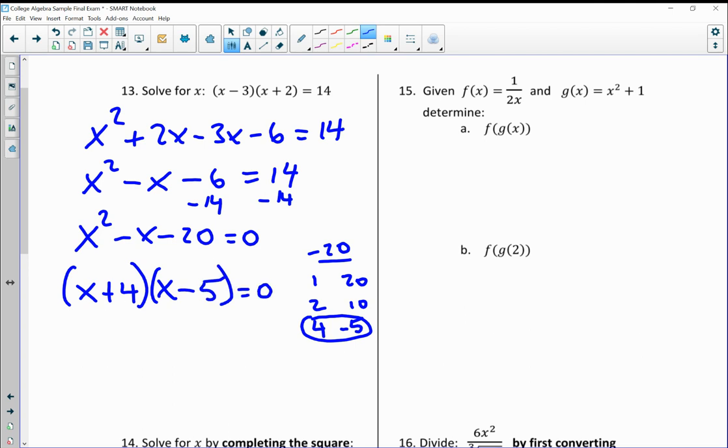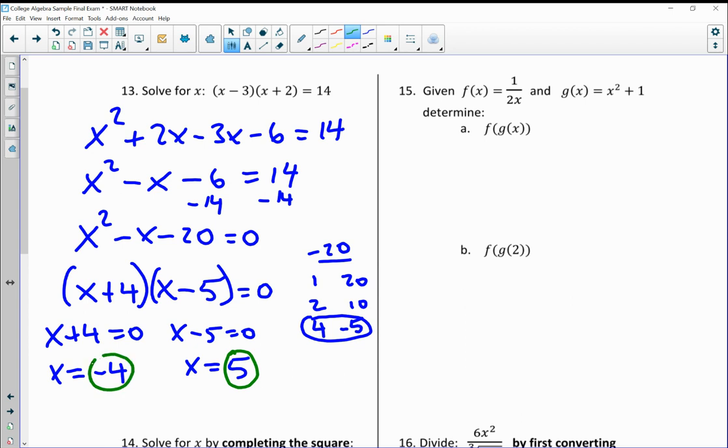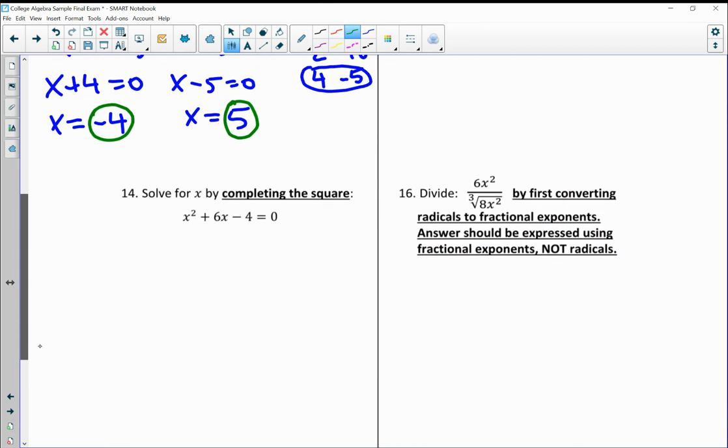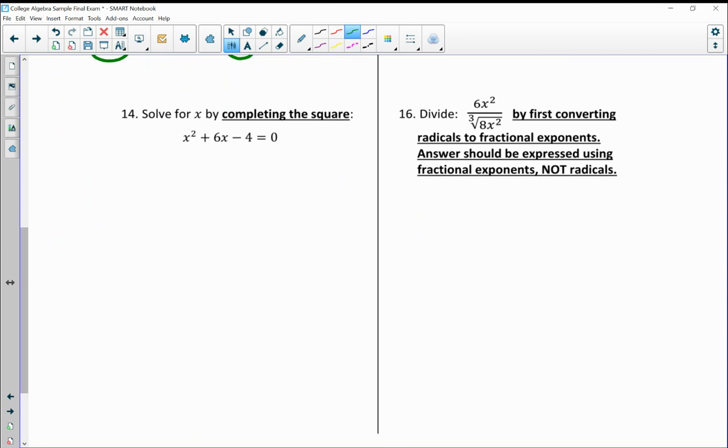Set each factor equal to 0. So x plus 4 equals 0. We know that if we minus 4, we got it solved. So x equals negative 4. And x minus 5 equals 0. Add the 5 over, so x equals positive 5. So 2 possible solutions, and we are done. Let's take a look at 14.